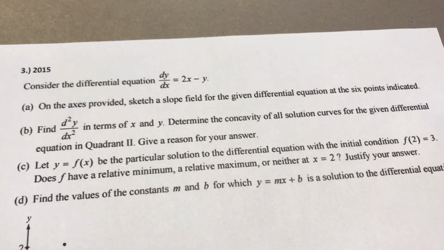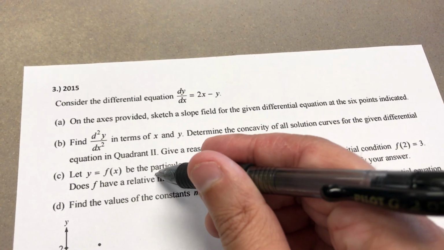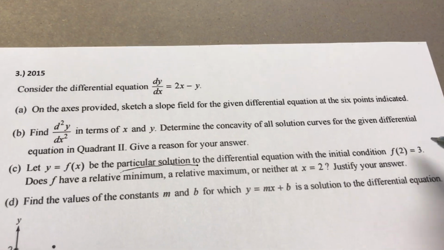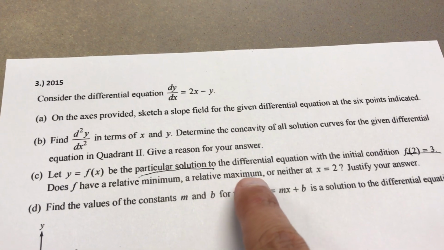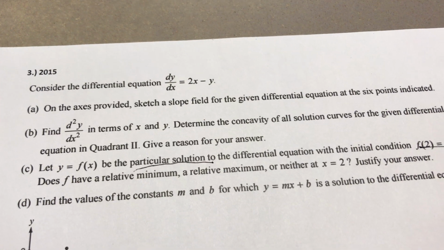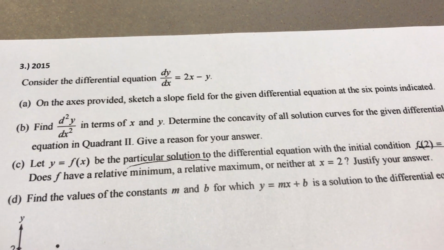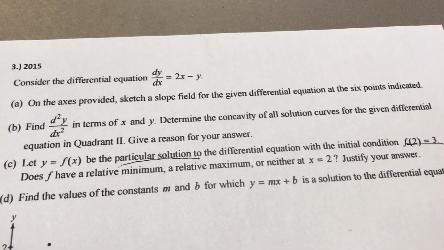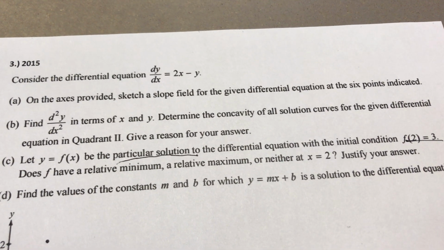Well, if you notice here in part C, and we'll get to this in a few minutes, it says, let f of x be the particular solution. If you read it really carefully, they give you a value of the function, f of 2 is equal to 3. They ask if it has a relative minimum, relative maximum, or neither at x equals 2. But it never says find the particular solution. It just says there is one, and we're going to look at some information about it. This problem never asked people to separate variables, never asked people to find the particular solution, and a lot of people wasted a lot of time on it.